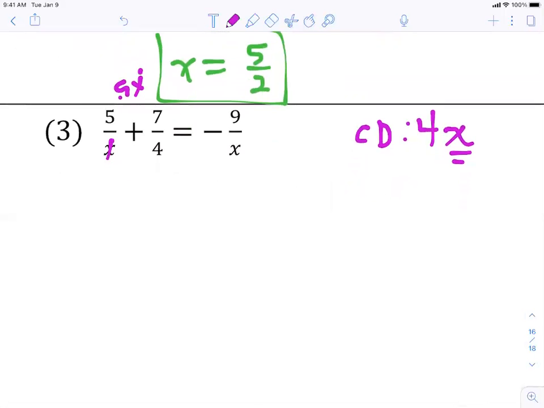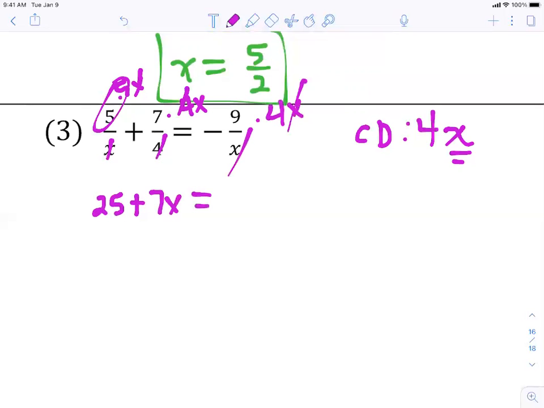On my first one, the x's cancel. 5 times 5 is going to leave us with 25. Next fraction, I'm going to multiply by the common denominator. 4 divided by 4 cancels. We're left with 7 times x. And here, last fraction multiplied by 4x, x divided by x cancels. Negative 9 times 4 ends up being negative 36. And now we can just simplify and solve like normal.